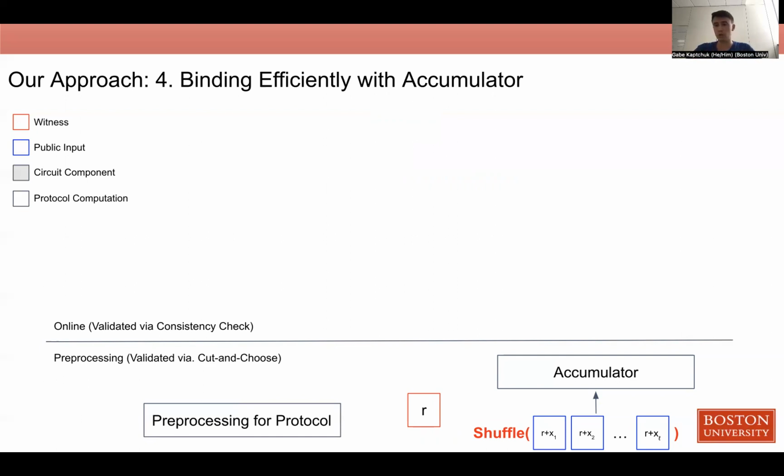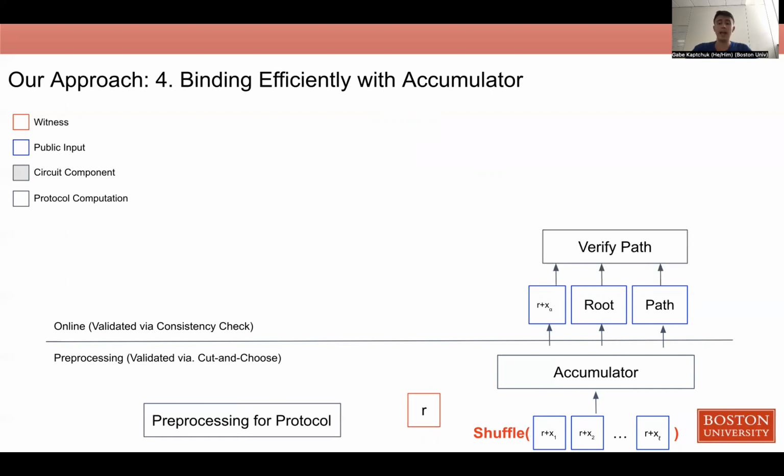You can think about this as a Merkle tree. I'll use notation as though it's a Merkle tree, although in principle it works just fine with other accumulators as well. During the online phase of the MPC, we're going to use some of the outputs of this accumulation process as public inputs to the MPC. That is to say, this value R plus X alpha is going to be used as a public input.